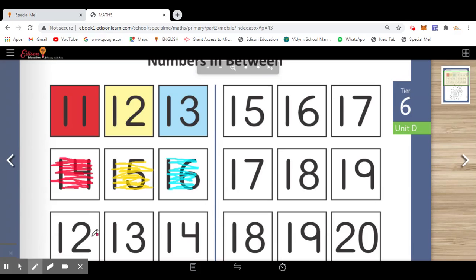Now look at the next number. Which number is this? This is number 12. And this is number 13. And number 14. 12, 13 and 14. So 13 comes in between. What comes before 13? Number 12. So here we will fill red color. And 13 comes in between. So we will fill yellow color.